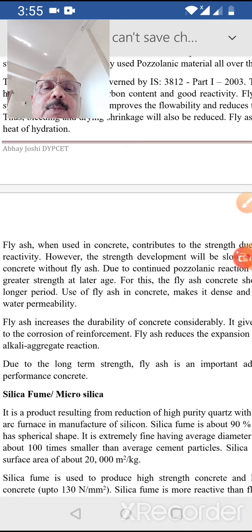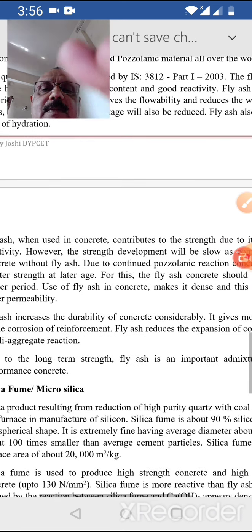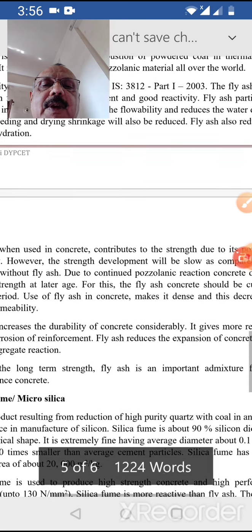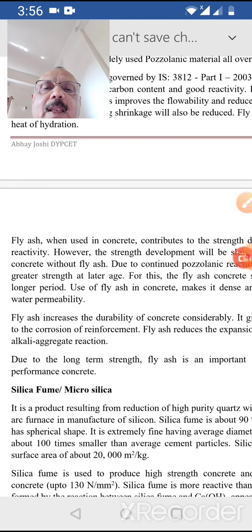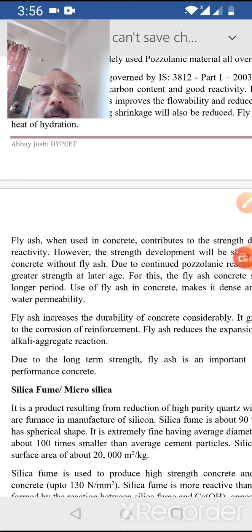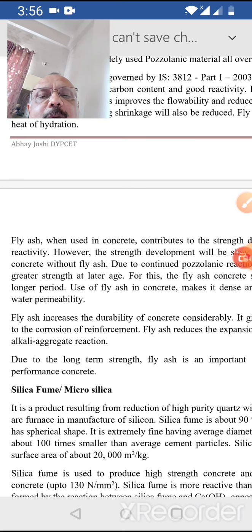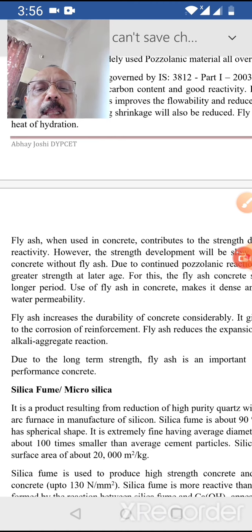So due to continued pozzolanic reaction, sometimes it will get greater strength at later age, and for this the fly ash concrete should be cured for longer period. And it is a much common complaint that even plastered surface is not getting fully dry, or it is not getting full strength hardness. So you have to cure it for longer period, because it takes some time to complete its hydroxide reaction as compared to normal OPC or cement without fly ash.